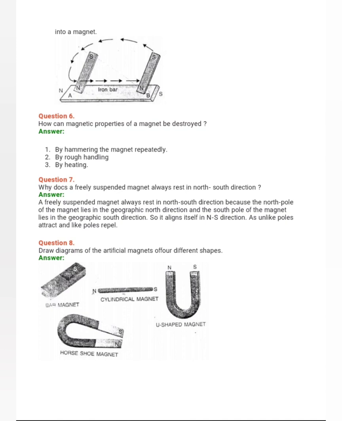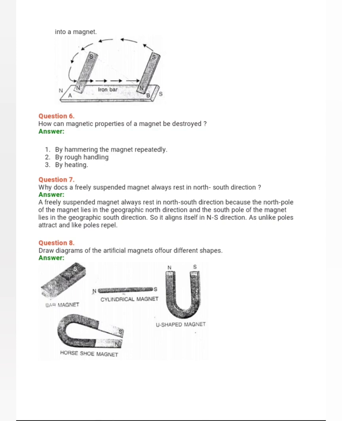Question number 7. Why does a freely suspended magnet always rest in north-south direction? This is important, children. Answer. A freely suspended magnet always rests in north-south direction because the north pole of the magnet lies in the geographic north direction and the south pole of a magnet lies in the geographic south direction. So it aligns itself in north-south direction, as unlike poles attract and like poles repel.